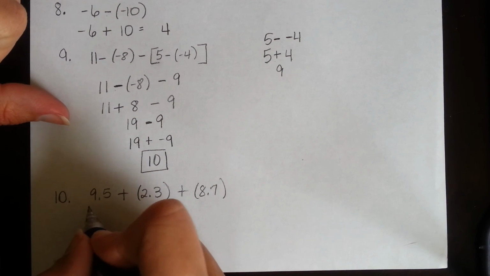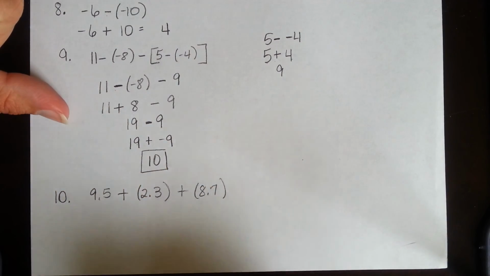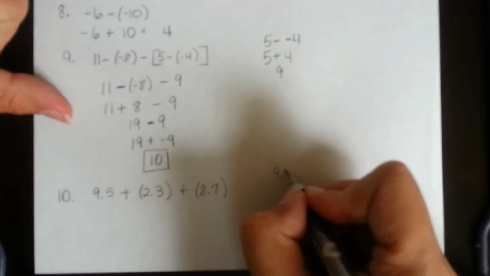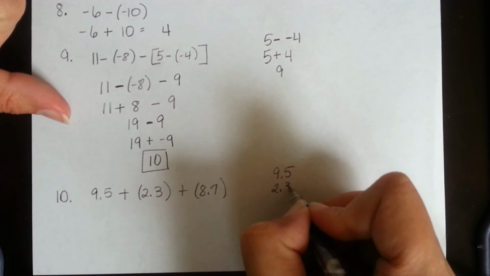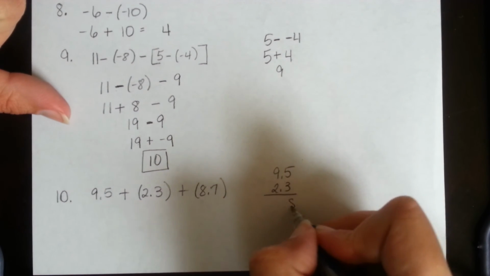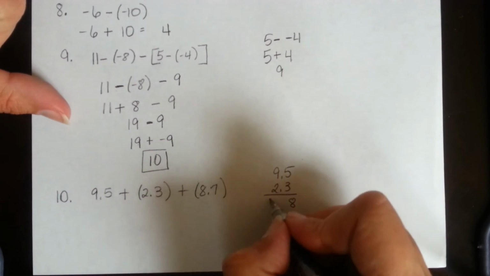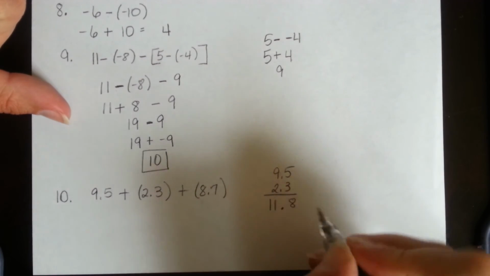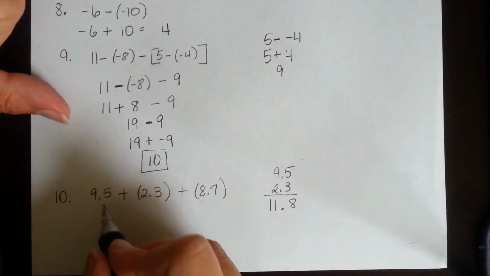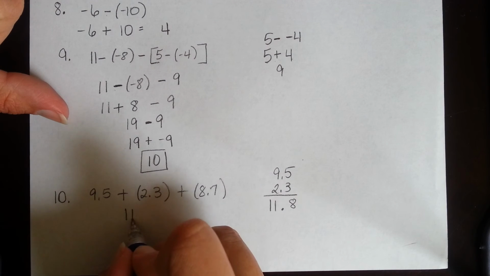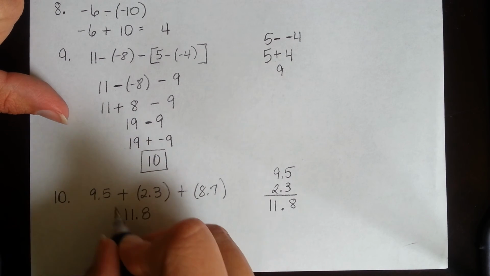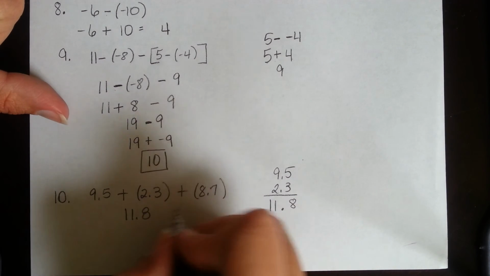So we have 9.5 plus 2.3. Remember, we line up the decimals. So 5 and 3 would give us 8. 9 and 2 would give us 11. And we just bring down that decimal. So these two added together, they had the same signs. So we added the numbers, kept the sign. Those were both positive, so this stays positive.